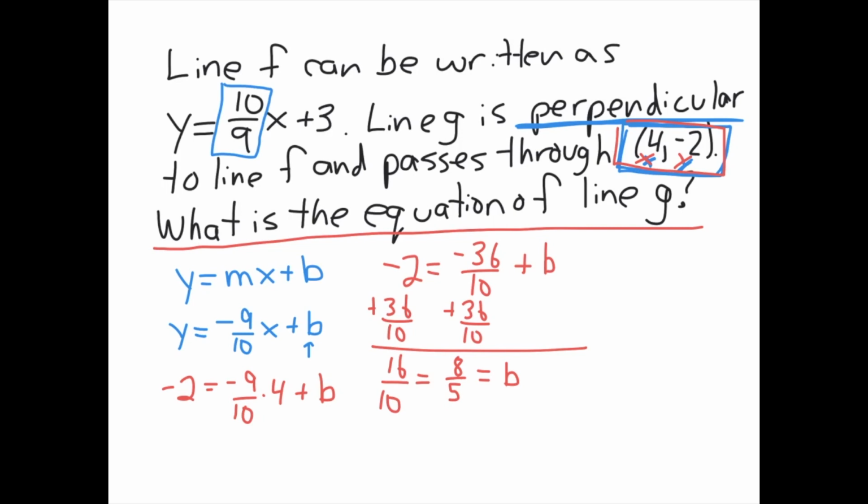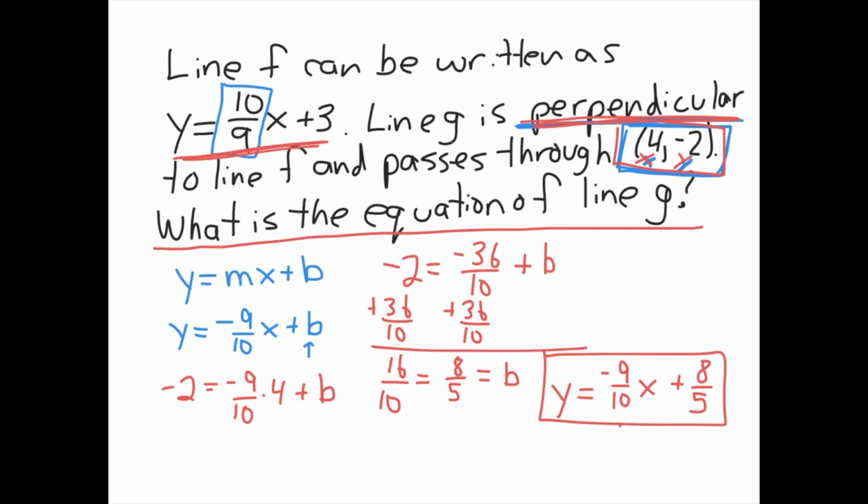So we want to make sure that we write down as our answer y equals negative 9 tenths x plus 8 fifths. That's the equation of the line that is perpendicular to our original line. Notice that the slope is the negative reciprocal, the perpendicular slope. And notice that it would go through the point 4, negative 2, because we built this y-intercept just so that when y is negative 2 and x is 4, it works out perfectly.